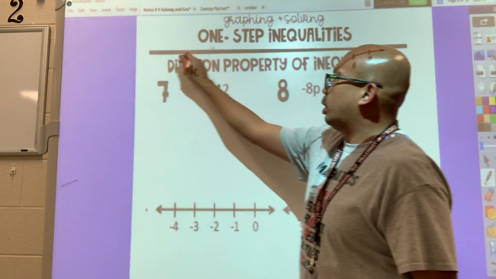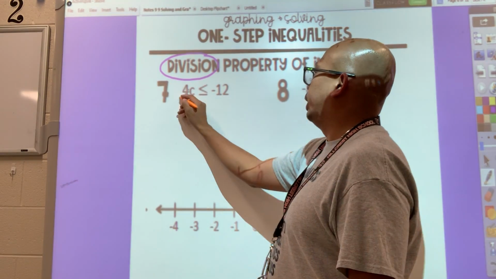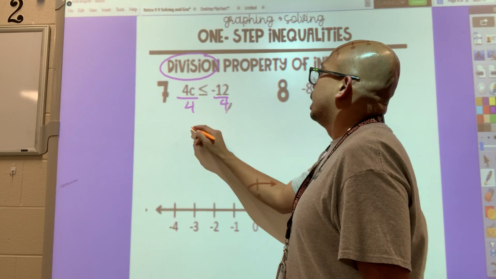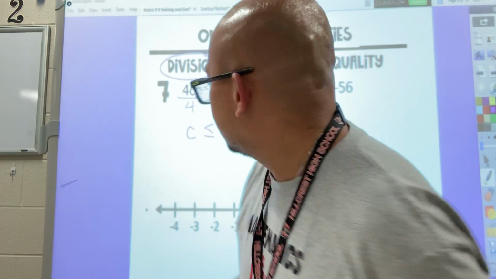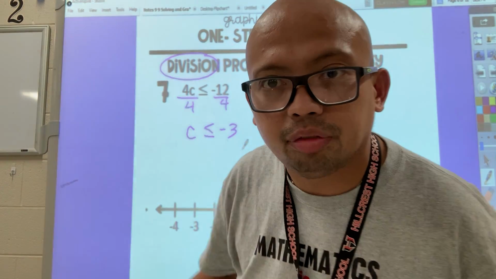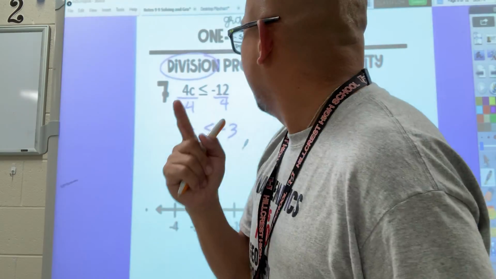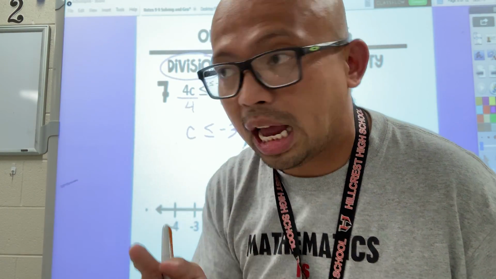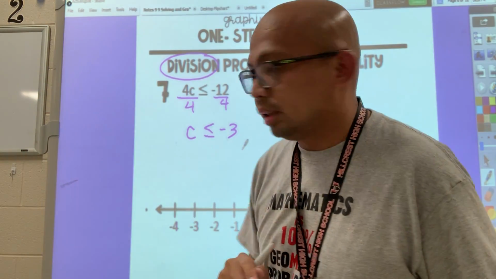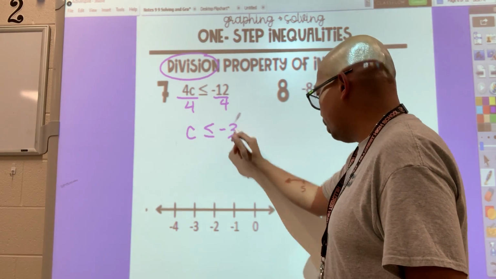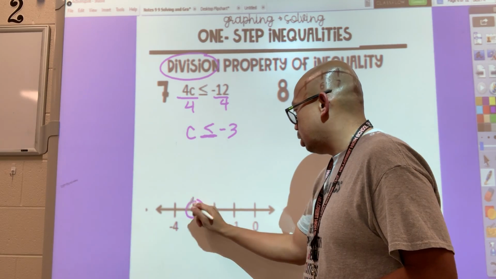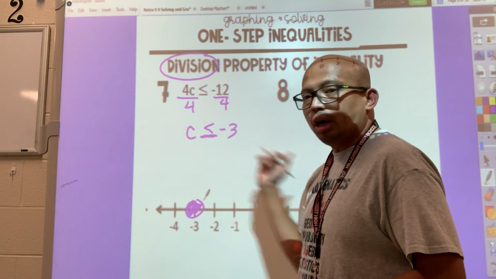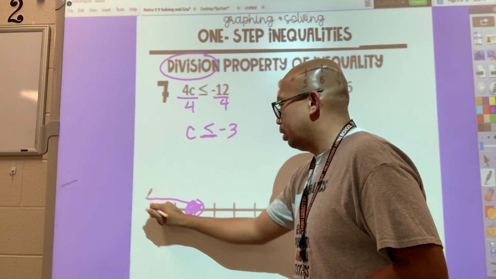Division property of equality. From here, we're going to divide by 4 and 4. C is less than negative 3. Are we going to flip here, because the answer is negative 3? The answer is no, because we did not divide by a negative number. We just had a negative quotient. So where do we go from here? Go to negative 3, open or closed? It's closed. Where do we go? Left or right? We go to the left.